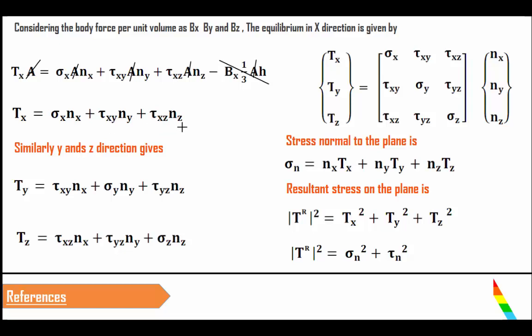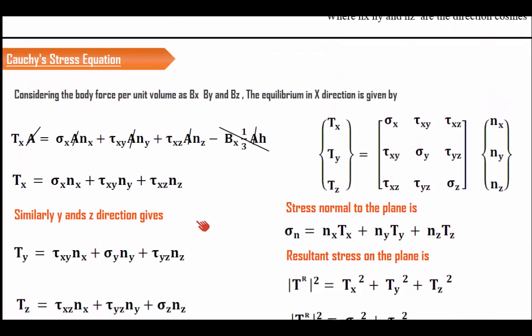So in a similar manner, if you write down the equilibrium equation in the y direction as well as the z direction, you will end up with equations like this. These three equations are called the Cauchy's stress equations.